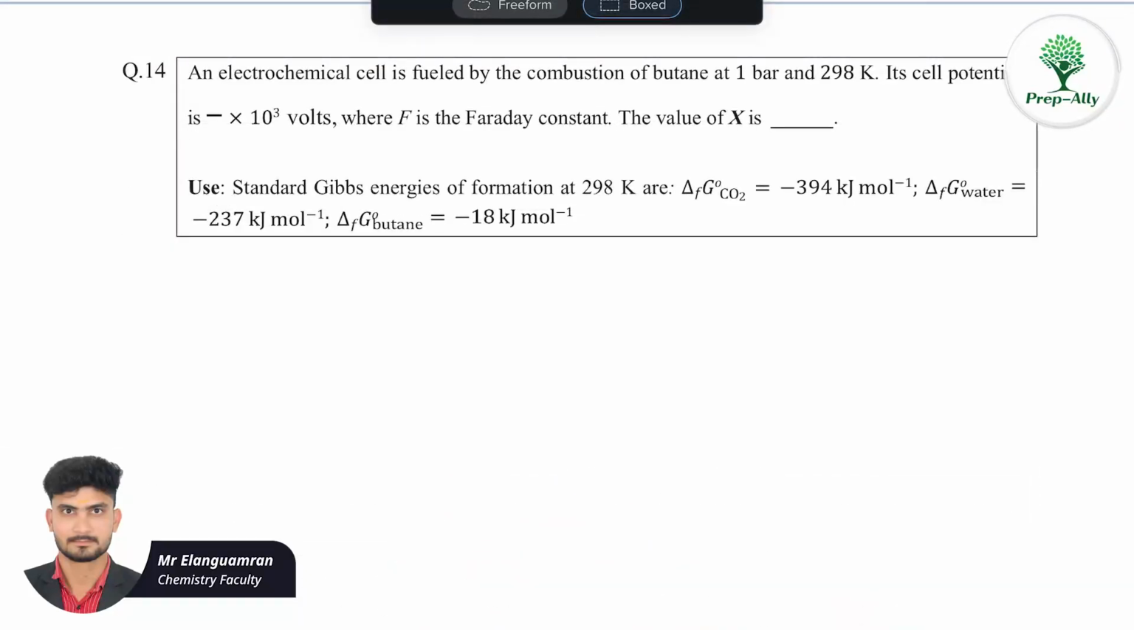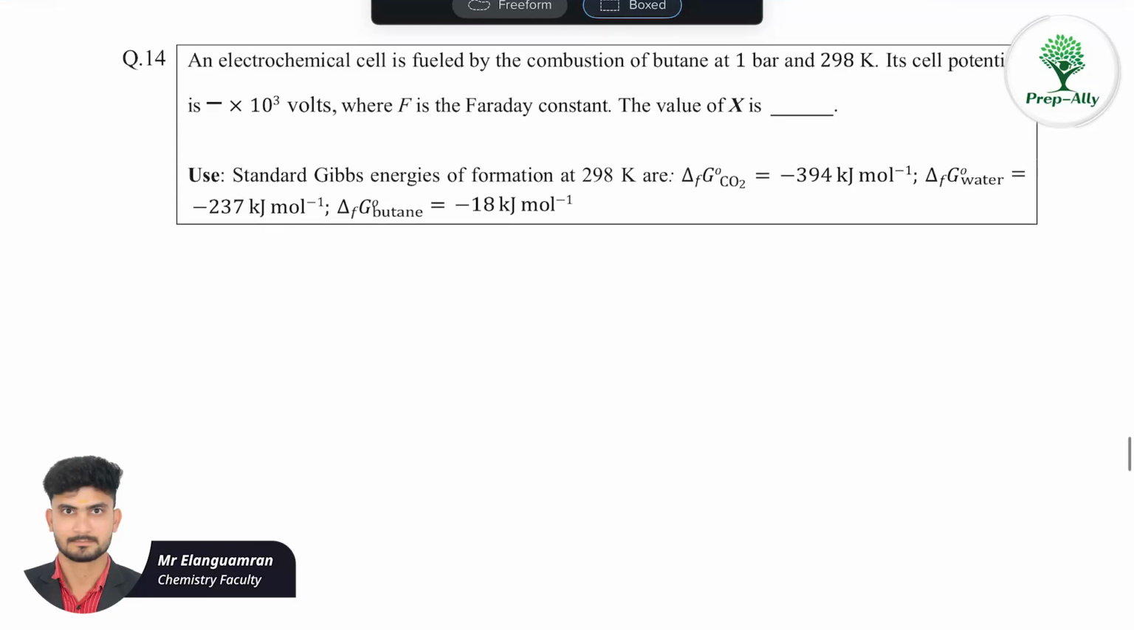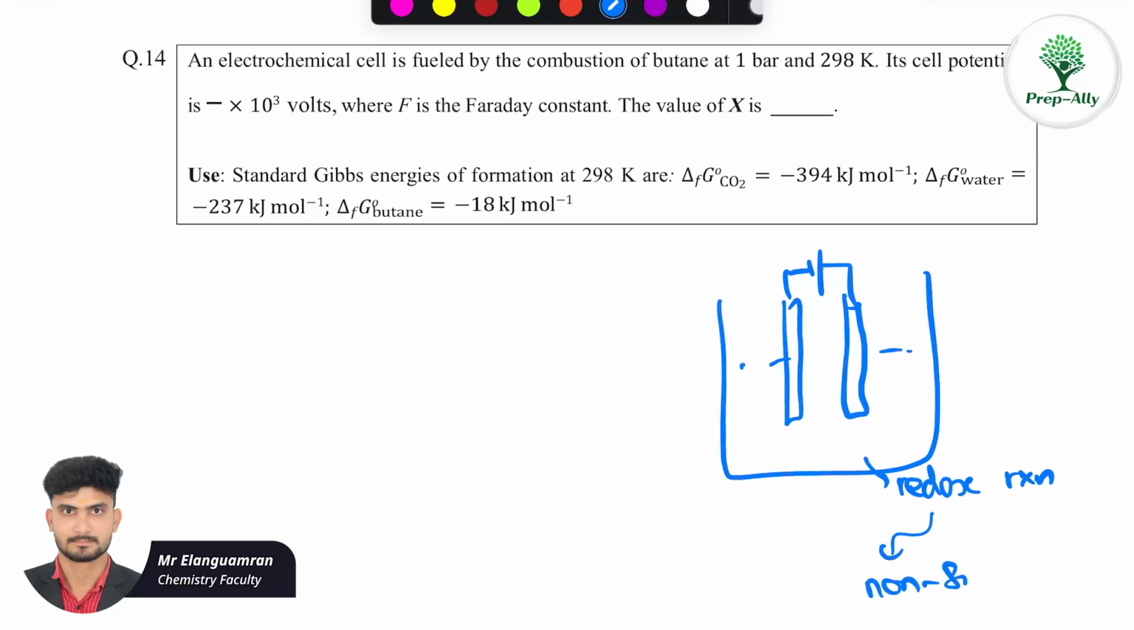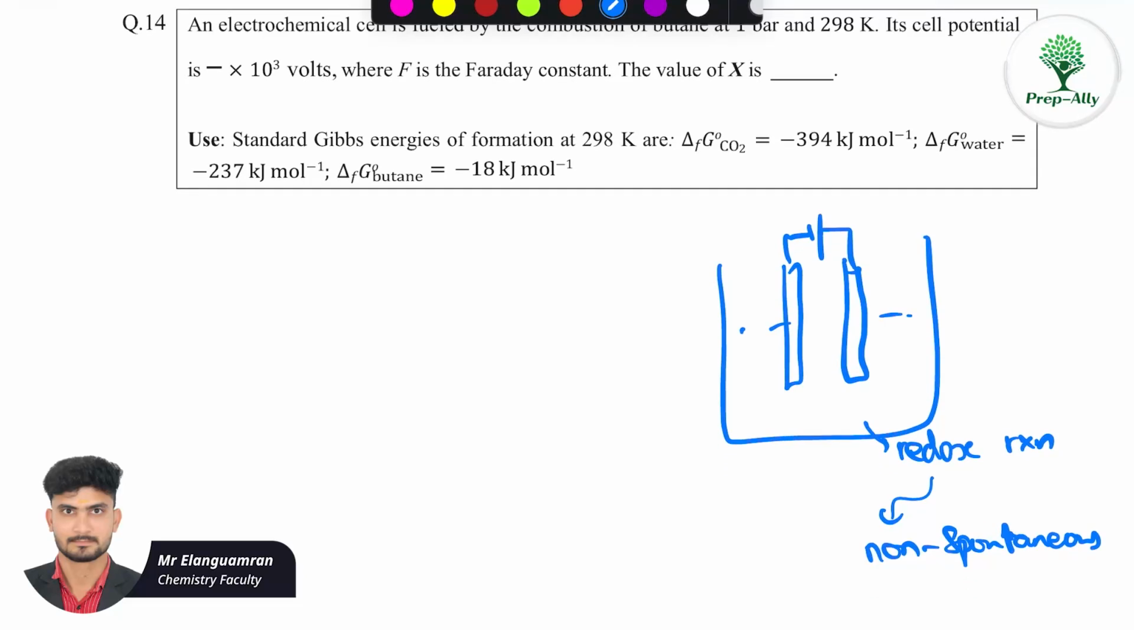An electrochemical cell is fueled by the combustion of butane at 1 bar and 298 Kelvin. So what is this electrochemical cell and why does it need to be fueled? So I have an electrochemical cell where this cell is going to undergo a redox reaction, but this redox reaction is a non-spontaneous redox reaction. So what does non-spontaneous mean? The reaction won't happen on its own. We have to supply energy to this system so that this reaction can happen.